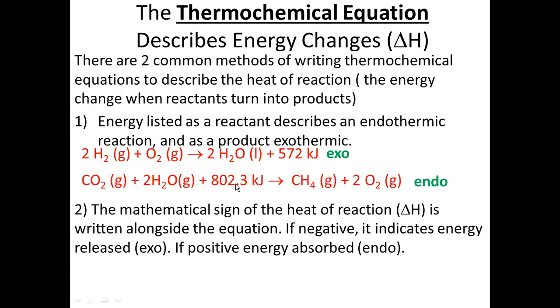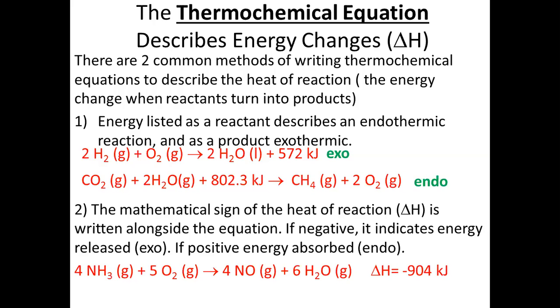Counter to that, down here on the bottom, there's a second way to do this. And sometimes they just use the delta H symbol. So the delta H will reveal either a positive amount of energy or a negative amount of energy. Positive energy means energy was absorbed, endothermic. Negative energy means energy was released. Even though there's no such thing as negative energy, when it says negative energy's been released, we call that exothermic.